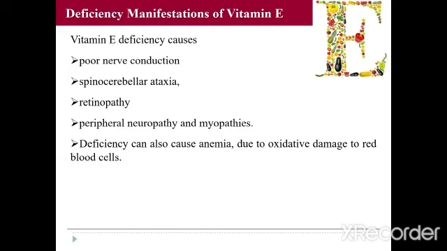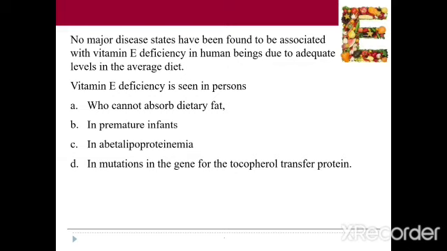Then the deficiency manifestations of vitamin E include poor nerve conduction, spinocerebellar ataxia, retinopathy, peripheral neuropathy and myopathies. Then it can cause anemia due to the oxidative damage to the RBC. Vitamin E deficiency is seen in persons who cannot absorb dietary fat. Vitamin E is absorbed along with other fat. So in people who cannot absorb dietary fat, vitamin E deficiency is seen. Then it is seen in premature infants, and in conditions like abetalipoproteinemia and mutation in the gene for tocopherol transfer protein.